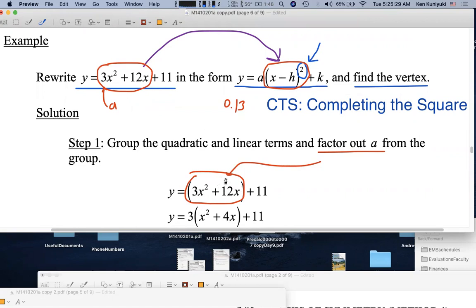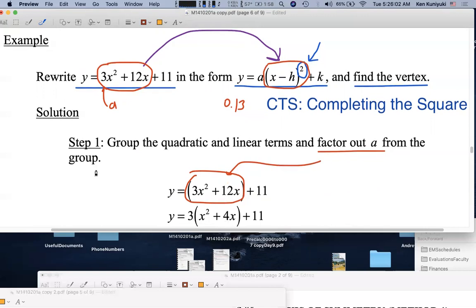Also, what if we had had 3x squared plus 11x or 13x? You would still factor out the 3, in which case, instead of a 4, you might be getting 11/3 or something like that. And that's okay. You might get fractions. Don't be afraid of fractions. I was being nice here. When you divide 12 by 3, you get 4. I was being nice. But remember, you factor out a, that leading coefficient. If you end up with something like 11/3, too bad. You end up with 11/3.